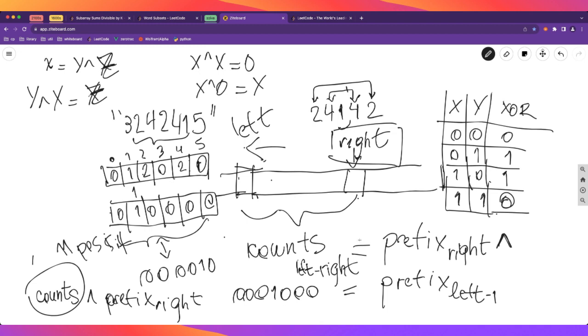I think it's cool. I think it's an interesting technique, and this idea of using bitmasks to represent this kind of counts, to represent sets in a sense.